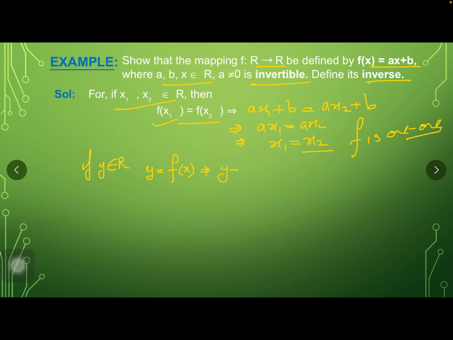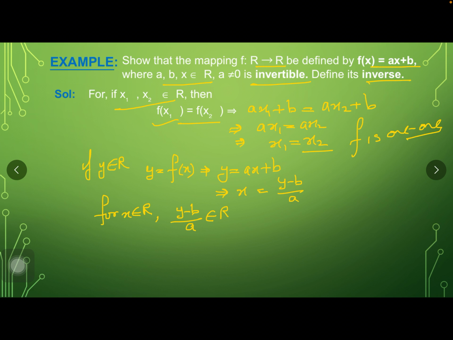So for onto we have to take y belongs to R. So now we take y equal to f(x), and what is this f(x)? This is ax plus b. So now what we do, we have to take x in terms of y. So that will be x equal to (y minus b) upon a, right? (y minus b) upon a.